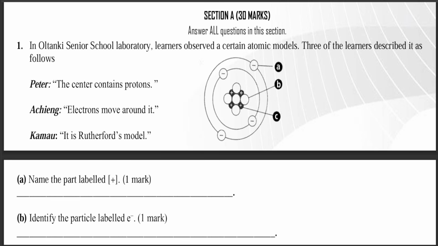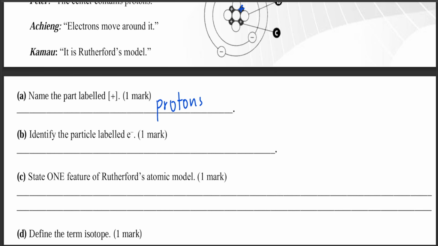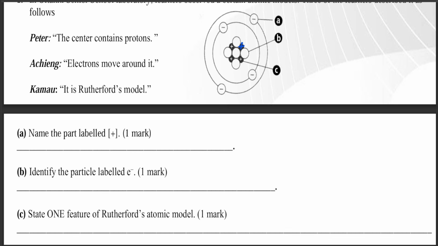Question A. Name the part labeled plus. That is protons. That's what most students could have written, but it's not the answer. Now the answer is the nucleus.